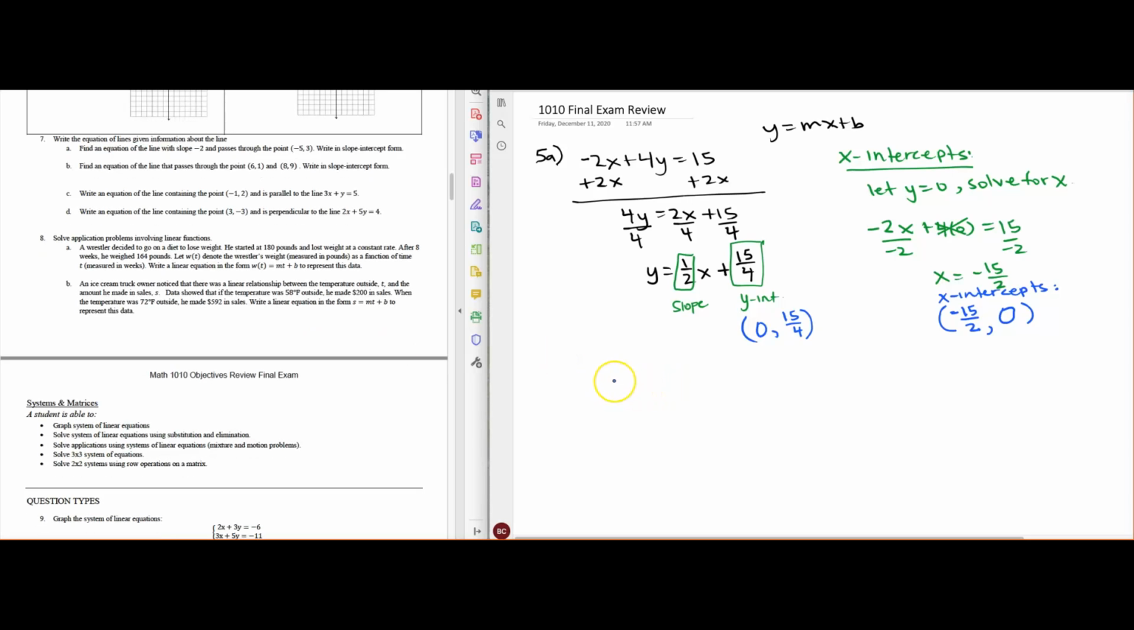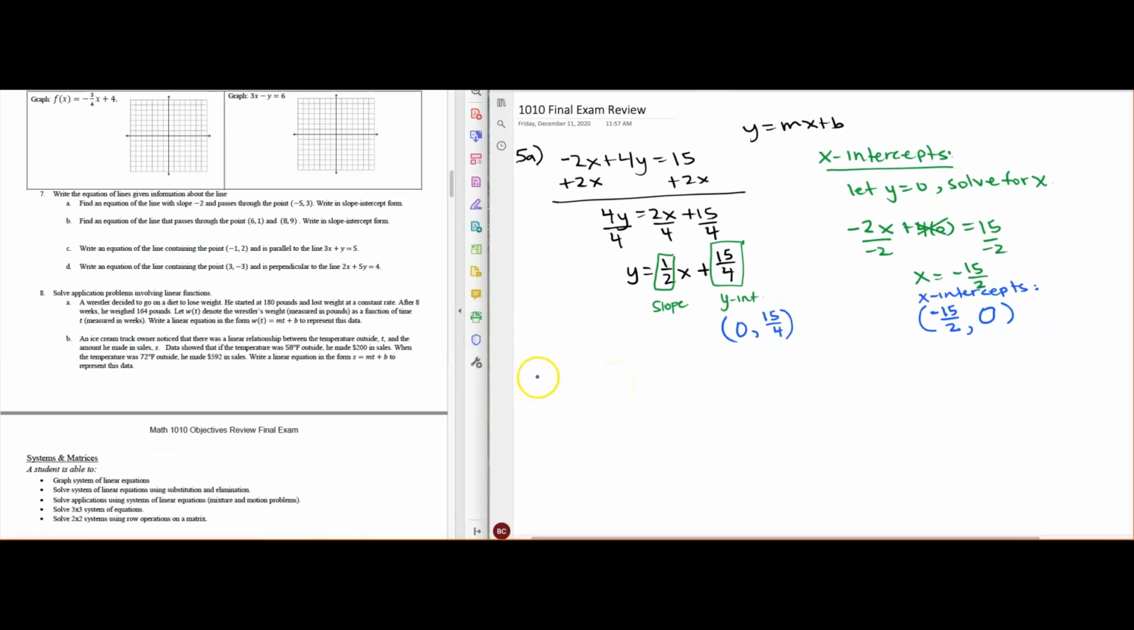All right, so let's look at 7D now. Like I said, we're just going to look at some of these that I feel will be most beneficial for you. We're trying to write an equation of a line that goes through the point (3, -3) and is perpendicular to the line 2x plus 5y equals 4. We talked about some of these in class, and I hope you are getting the idea that this is an important one to know how to do.